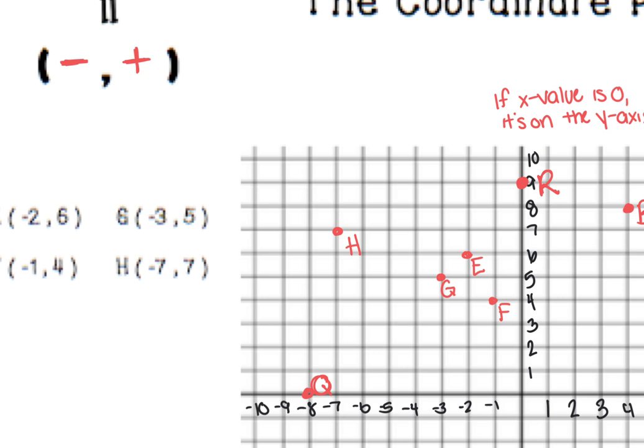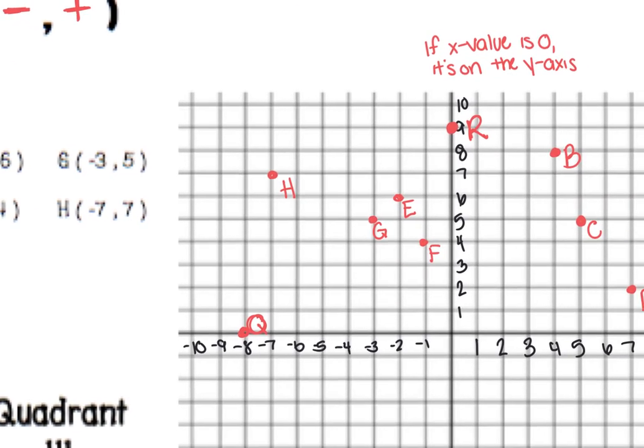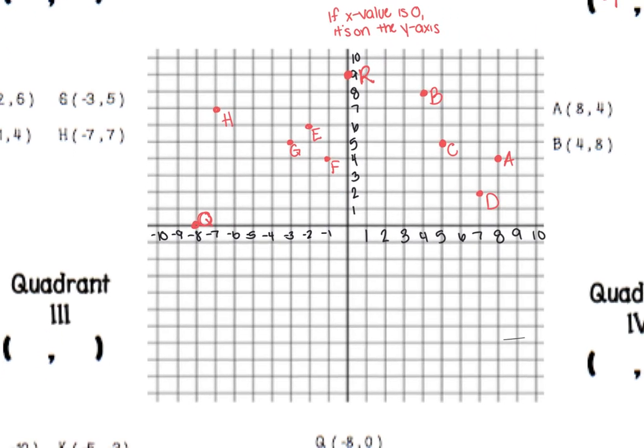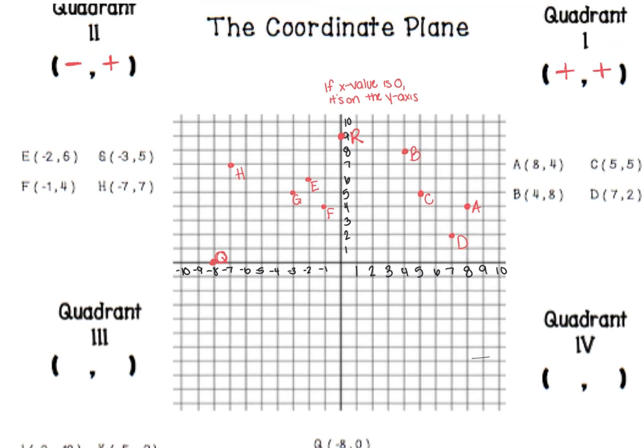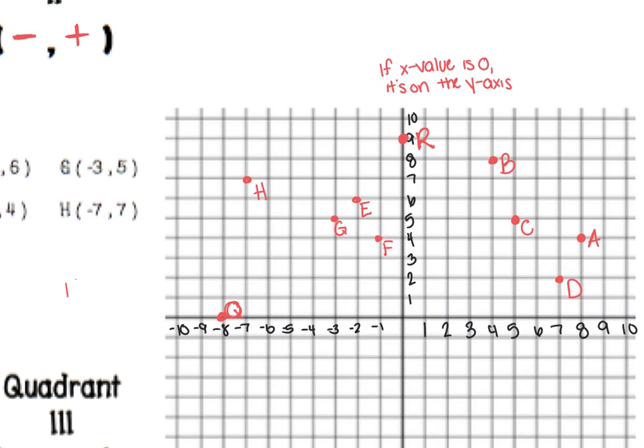It fell on the x-axis. It's on the x-axis because the x coordinate is... take a look. Which one is 0, x or y? The y value. So there's another takeaway there. If the y value is 0, it's on the x-axis.